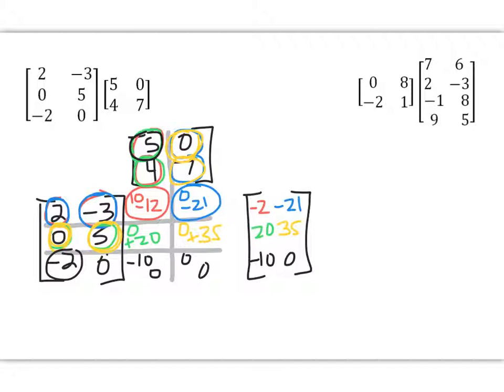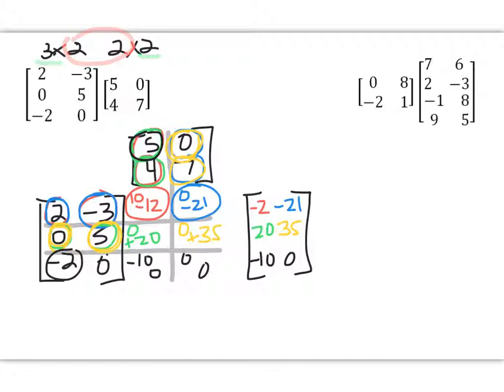All right. And this worked because I had a 3 by 2 and a 2 by 2. So since these middle ones matched up, that was fine, and my resulting matrix was a 3 by 2. So let's look at this next one.